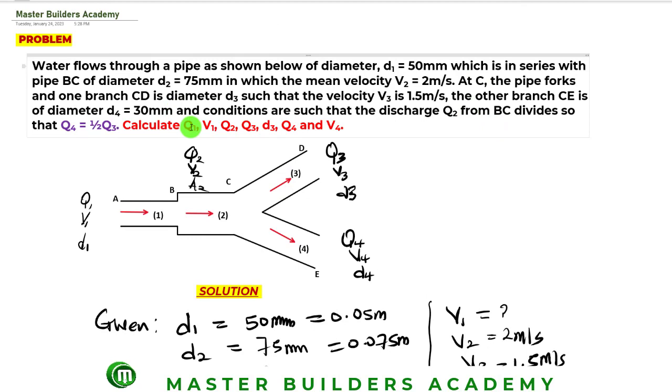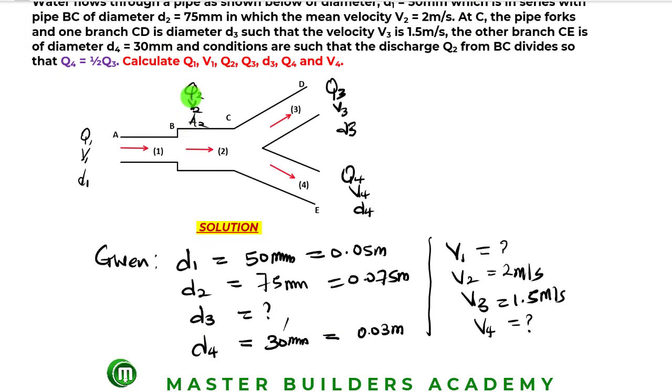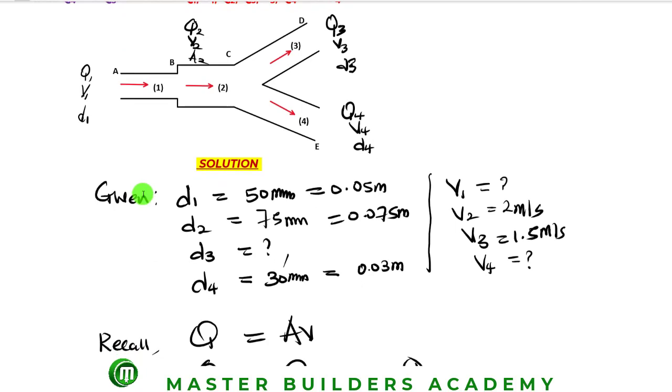The very first question that we have here is to find Q1. Remember, like I stated before, for us to find any discharge, we must know the area and the velocity. As we can see now, the velocity for section 1 is missing, and the discharge 1 is missing. So we cannot first calculate discharge 1 or velocity 1. We can look for another pipe that has velocity known and area known, and that pipe is pipe 2. So we'll just calculate for pipe 2.